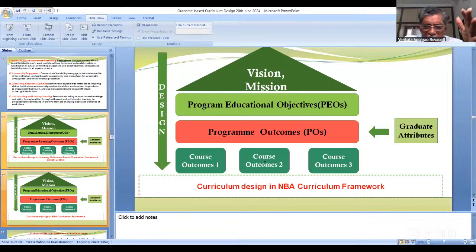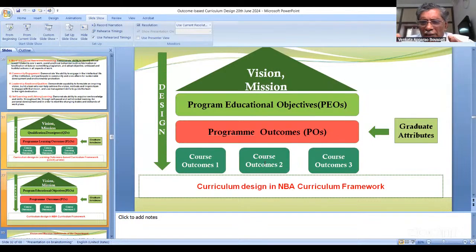So now let me explain this. Please have clarity about curriculum design in NBA curriculum framework. Your engineering programs, management programs must be done only in NBA framework, not in UGC framework. UGC framework is applicable for art, science, commerce, law, fine arts, dance, music, etc. Journalism, mass communication, etc. For engineering and management, only NBA framework is applicable. Architecture, pharmacy, all these 4 programs.